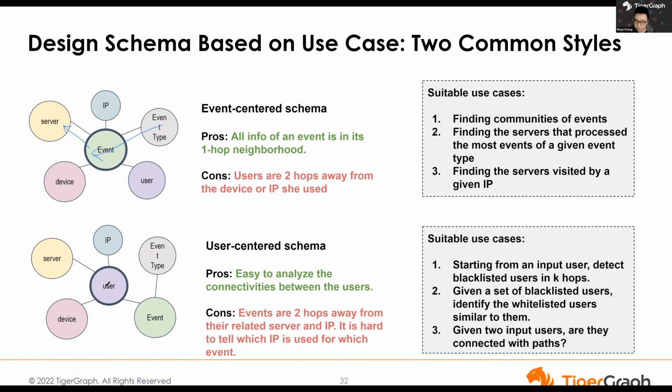However, if you adopt the user-centered design, then it's pretty hard to answer that, right? Since you don't have direct connections between event and server, you don't know which event happened on which server. You lose that information, you cannot even answer that question, right? And the event-centered design is also very good if you ask, for example, I want to find the servers visited by the given IP. Then you just need to do another two-hop traversal and you get the answer.